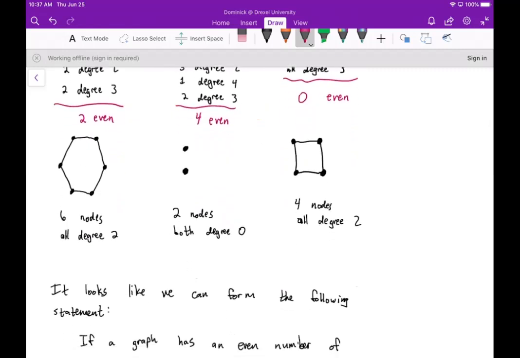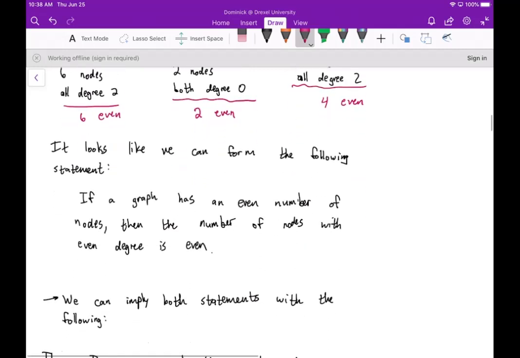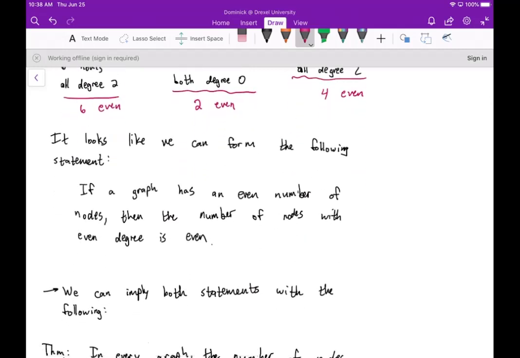Okay, and then for 6 nodes, they're all degree 2, so this is all 6 even. 2 nodes, both degree 0, so there are, I guess, 2 even, right? We consider 0 to be even. And then for 4 nodes, we have all degree 2, so this is 4 even. All right, so it looks like we can actually say that for the even ones, if a graph has an even number of nodes, then the number of nodes with even degree is even.